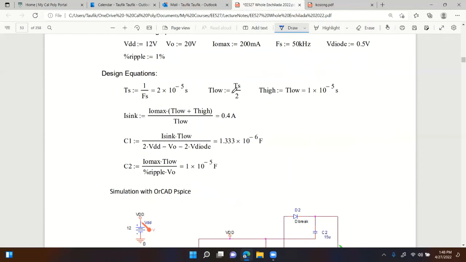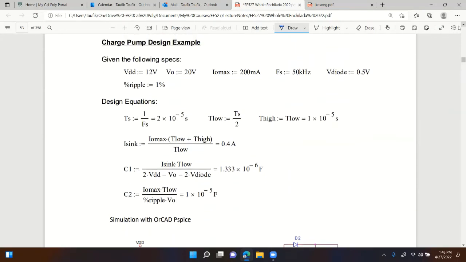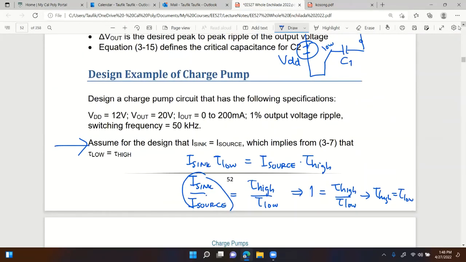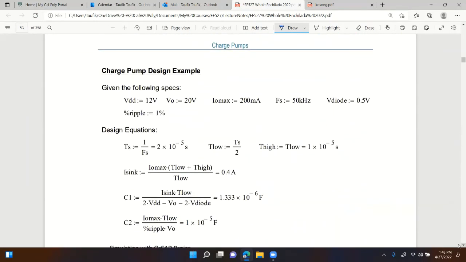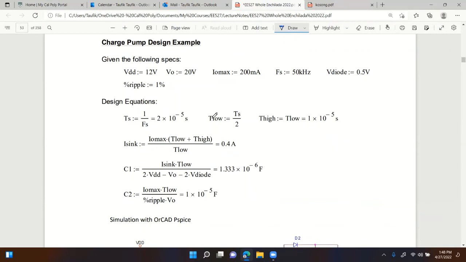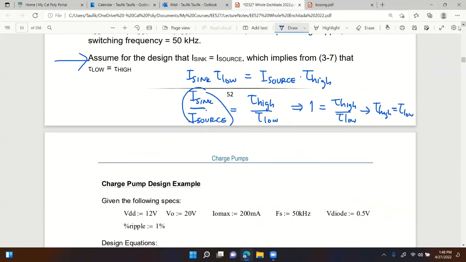Tau low is 50%? Is that what I said? Oh, actually, that's the design guideline, right? From the beginning, we want 50% duty cycle, so tau low should be the same as tau high. That's also from the equation that tau low is equal to tau high. That means it has to be 50%, right? So this implies there is a 50% duty cycle, right?